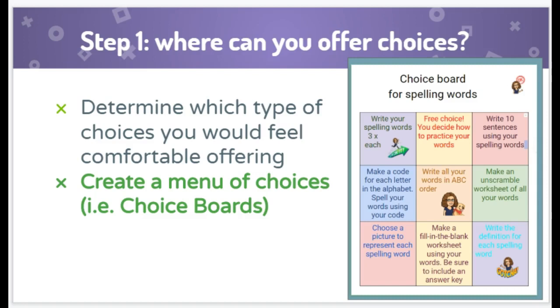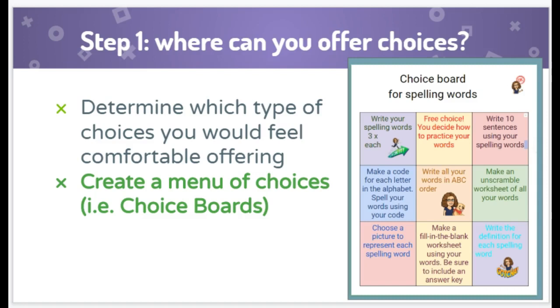But I could offer instructional choices in the types of activities a student is going to engage in to practice the CH sound. So I've got here an example of a choice board that I might use to give students those instructional choices based on how they could practice their spelling words. And that's just one way in which you could organize those choices.